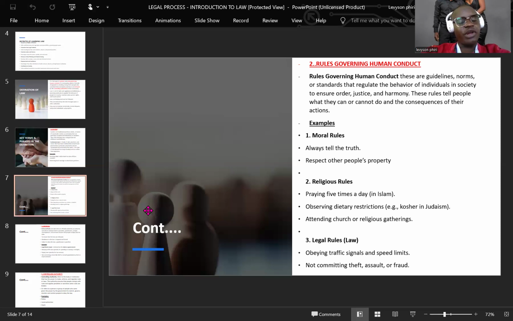This is under criminology. It tells you don't steal, don't do assault and fraud. When you do this kind of behavior, a certain punishment will be given to you without fail. That's what we are saying in law. That's what we are saying in governing human conduct. So we are supposed to follow this.